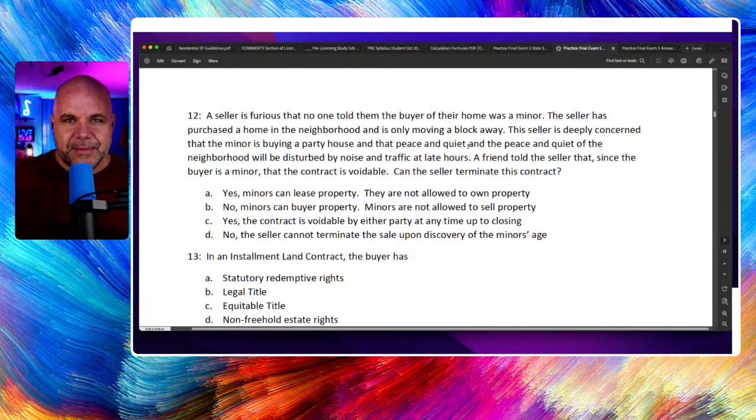The seller is not the one who can terminate a voidable contract in this case because the seller is of age. In this case, the only one who can terminate the contract since it's voidable is the under 18-year-old, the minor. That's who could if they chose to, but the seller can't do it just because they're worried about the noise and the traffic. So best choice is no. Number D, no, the seller cannot terminate the sale upon discovery of the minor's age.